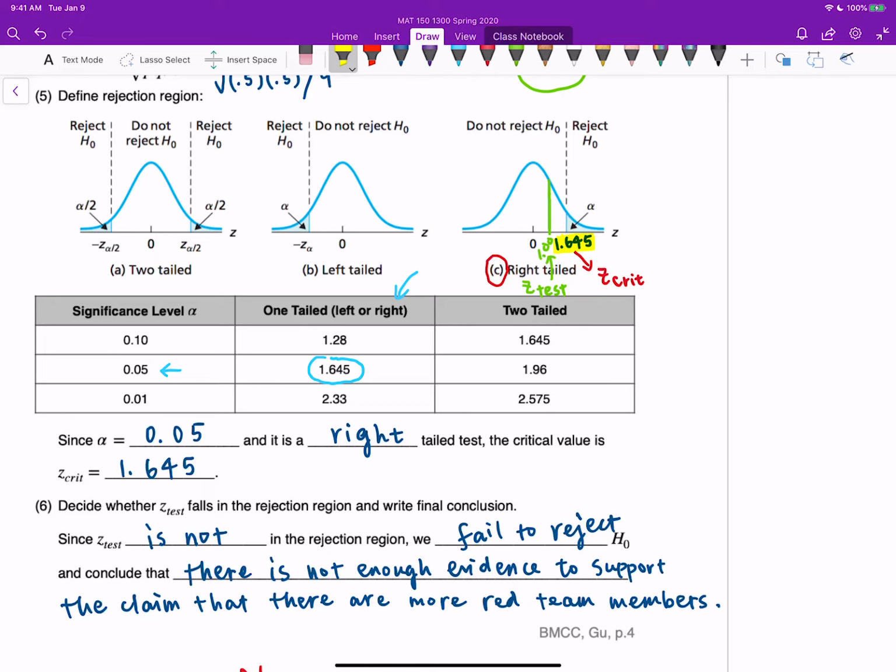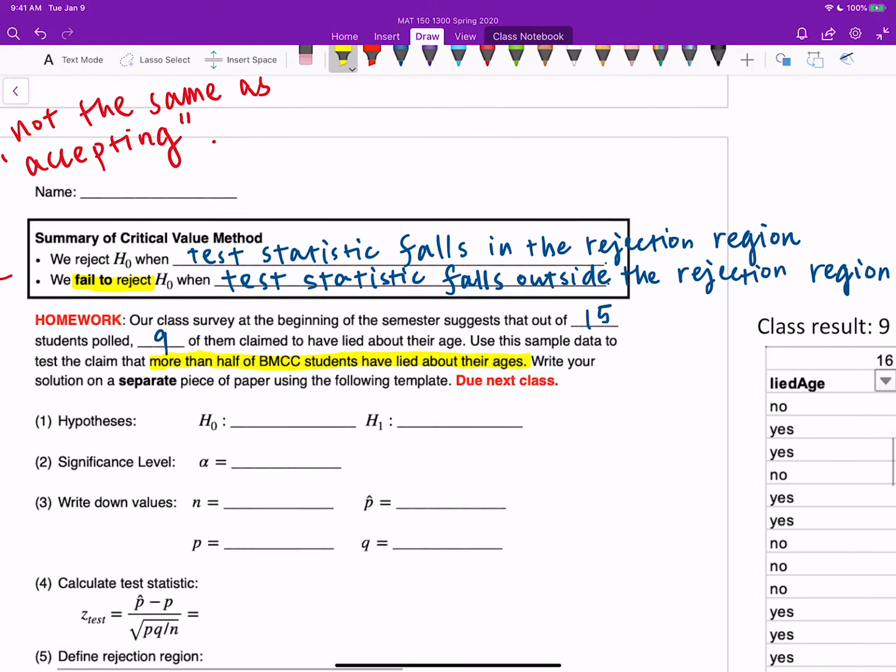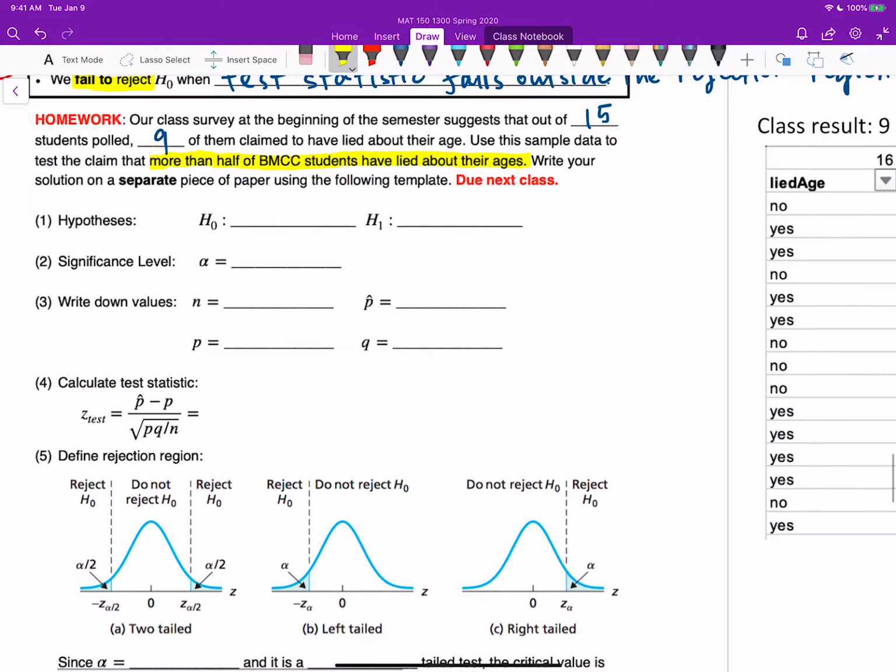In other words, our sample results are not very surprising. It's not convincing enough, at least in statistics, that the deck of cards that we used in our last session is unfair. So that's basically what we did last time. We applied the critical value method. Hopefully you did your homework without any problems.